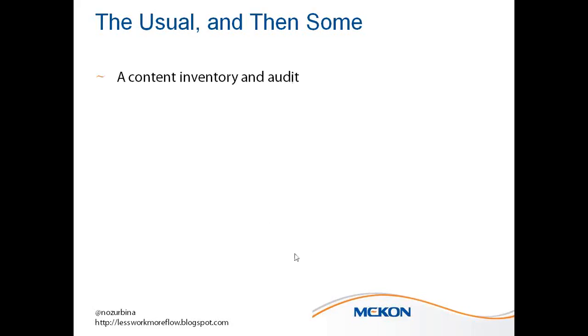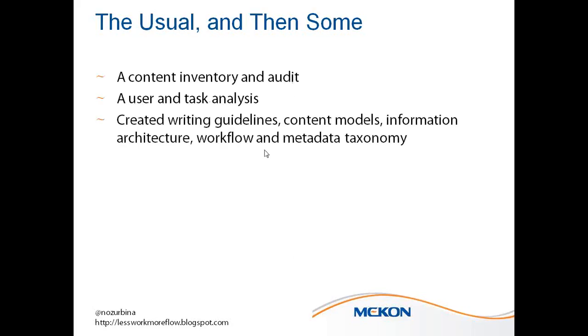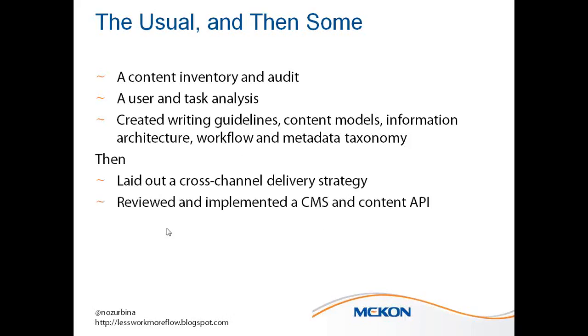So we did the usual kind of stuff and then some. We did a content inventory and audit, user and task analysis. We created writing guidelines, models, information architecture, and all that good stuff. And then we laid out a cross-channel delivery strategy. And we reviewed and implemented a CMS and a content API. So we didn't look at a new way to create better PDFs or a new way to create better CHM files. We abstracted it all out and said we're going to create all the content in one place and give you a programming interface, that's application programming interface, API, to let you pull it out into various destinations in various ways.